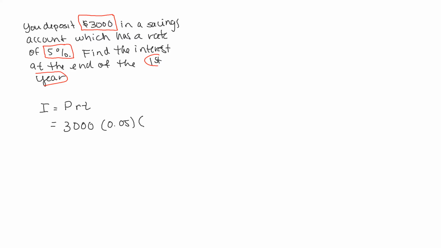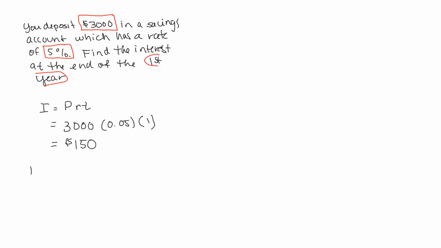just 1 year. And as long as you show me this, I'm perfectly okay with you using your calculator for the multiplication. So we would do 3,000 times 0.05 times 1, and we get 150. Okay, so at the end of a year, this savings account is going to earn an additional $150.